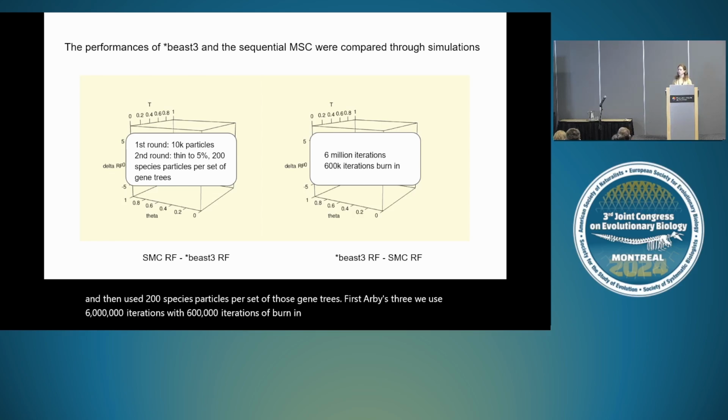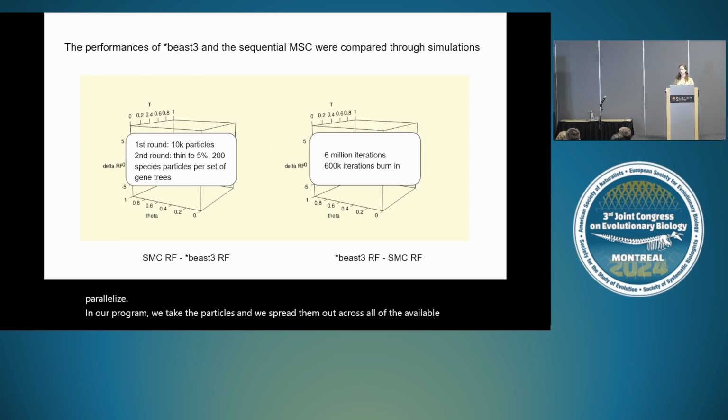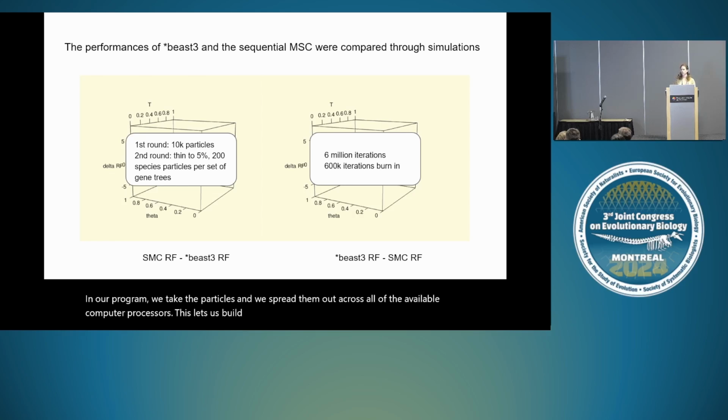I wanted to make one comment here about time. One thing that's attractive about SMC-based algorithms is that they're easy to parallelize. In our program, we take the particles and we spread them out across all of the available computer processors. This lets us build up particles in parallel, which can significantly speed up runtime. However, it's really hard to do a fair speed comparison between the two programs because it's easy to just run one program a little longer than the other and make it seem like the other program is really doing much better in terms of speed.